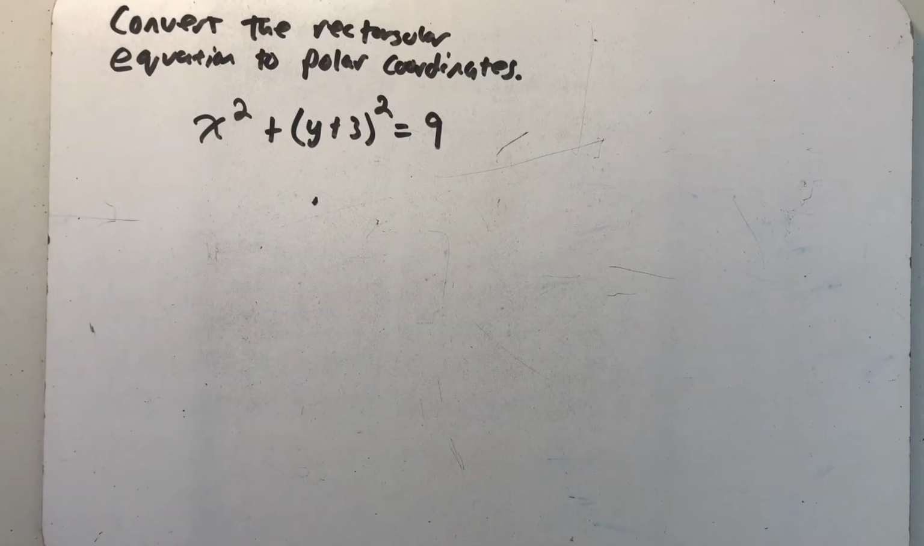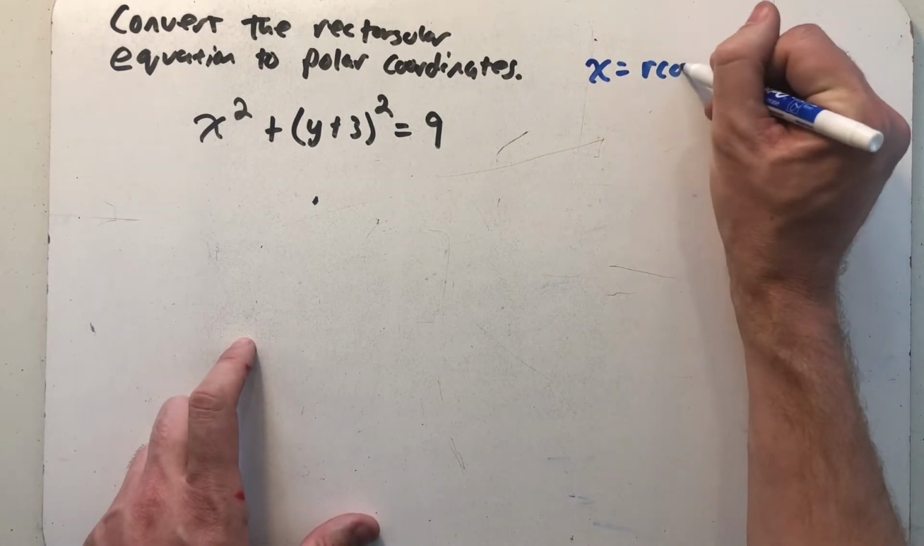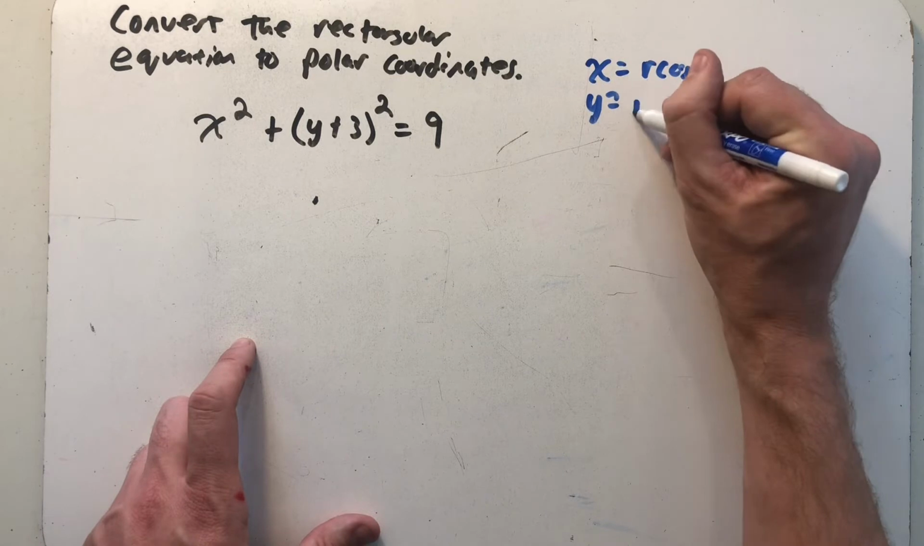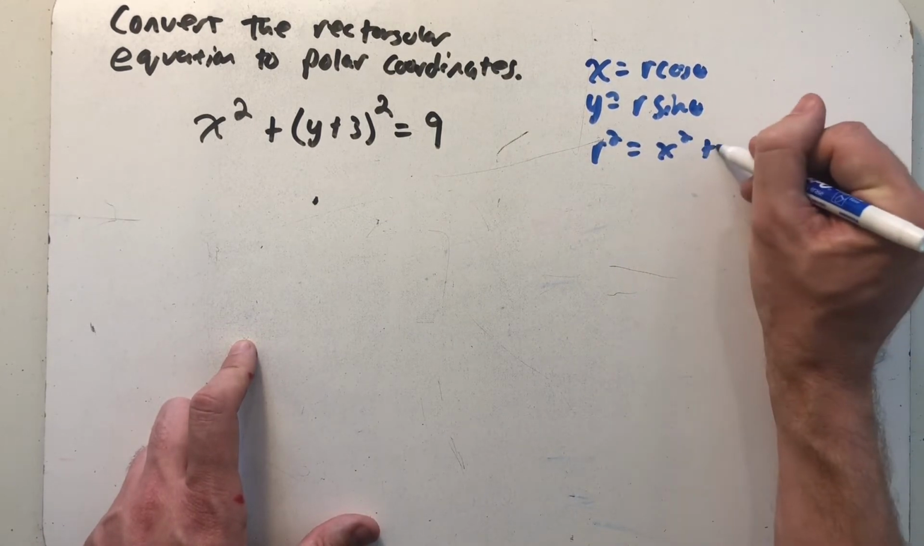Convert the rectangular equation to polar coordinates. Well, just like converting points between polar and rectangular coordinates, I can do the same thing with equations, and I use the same relationships to do it. I'm allowed to use any of these anytime they show up.